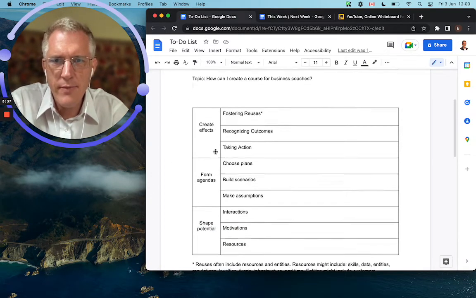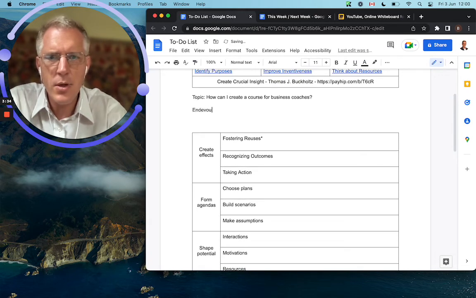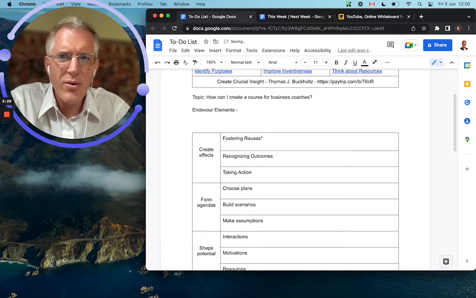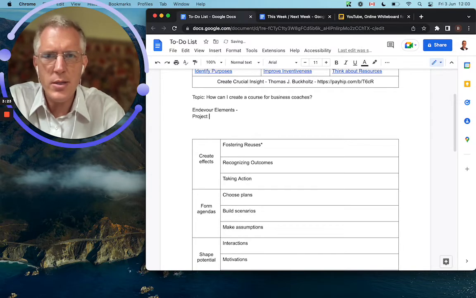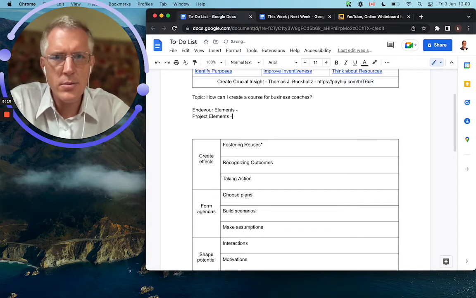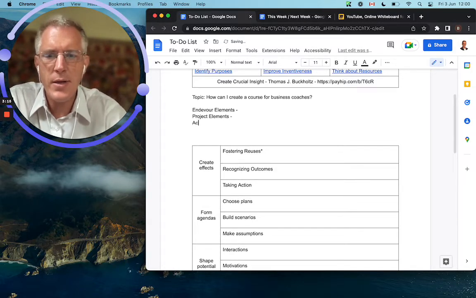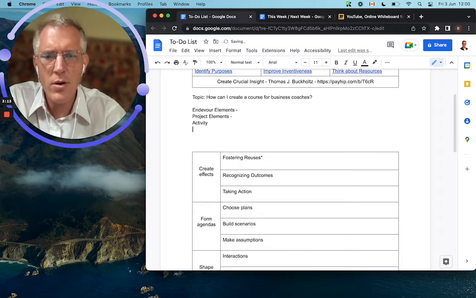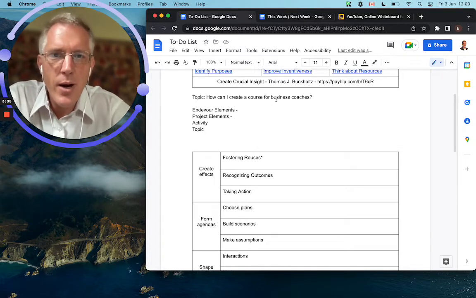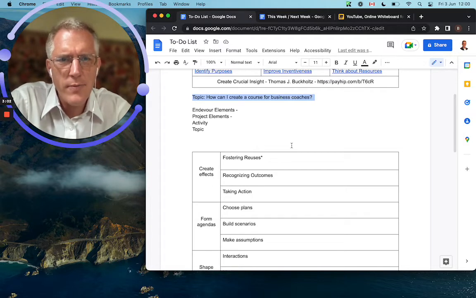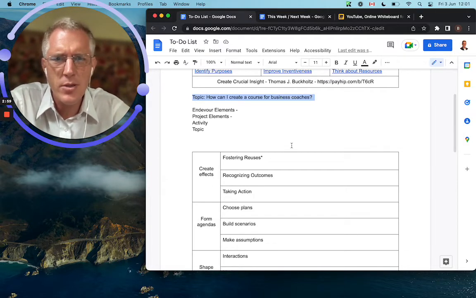These are the three endeavor elements. The problem I have is that usually people don't understand this word endeavor. So I say, okay, what about project? How about project elements? And then still, it's like, I don't know, maybe. How about activity? The activity elements. Or maybe topic. What is it that you can use to describe what you're trying to do? What I'm trying to do is, how can I create a course for business coaches? That's really what I'm trying to do.